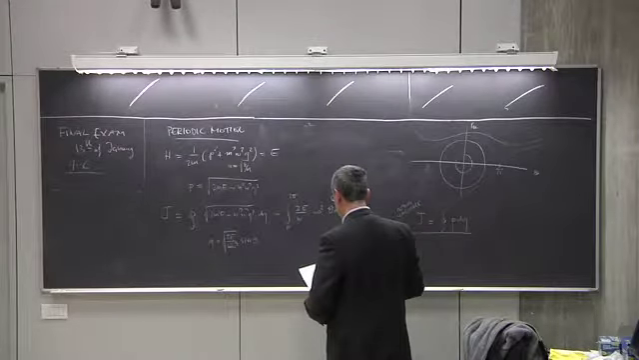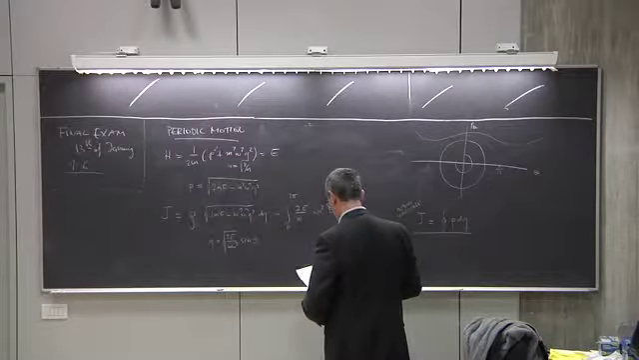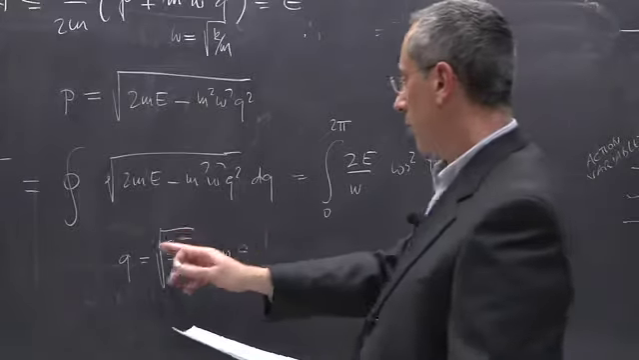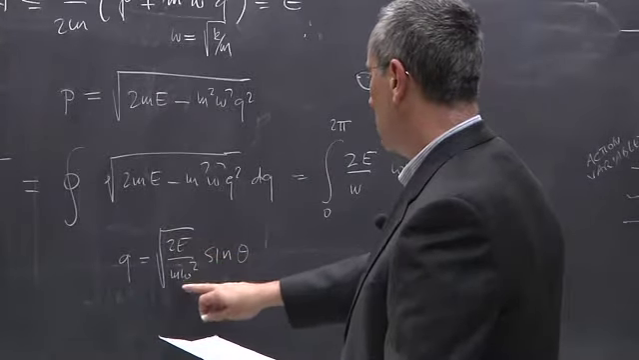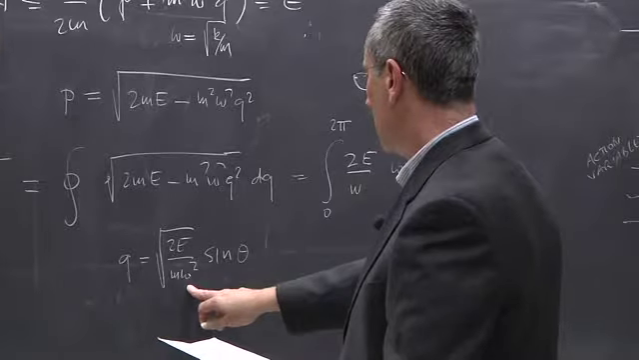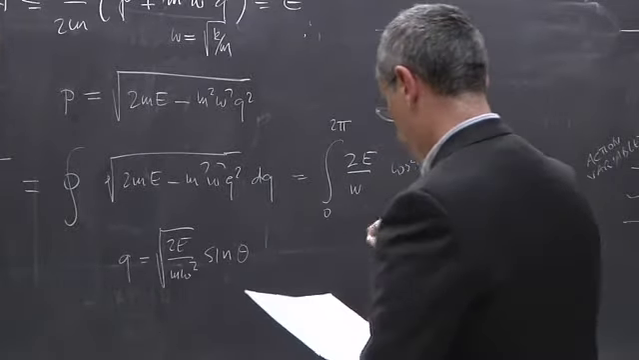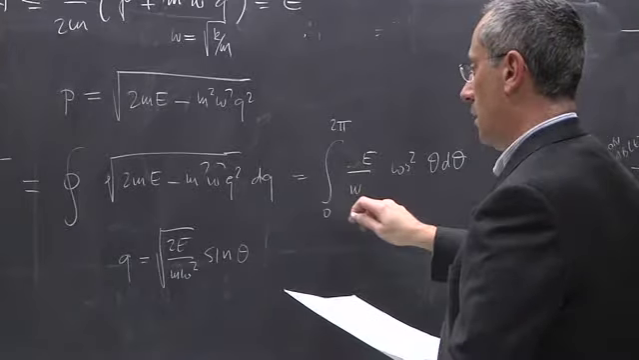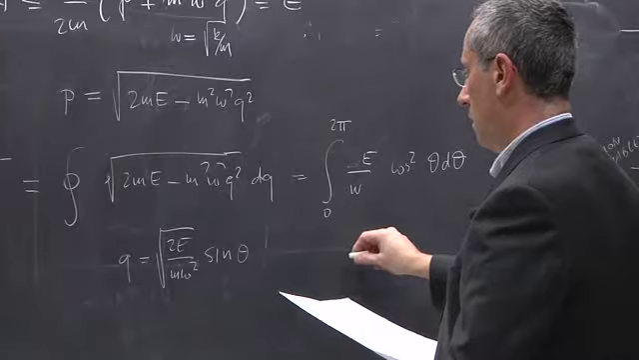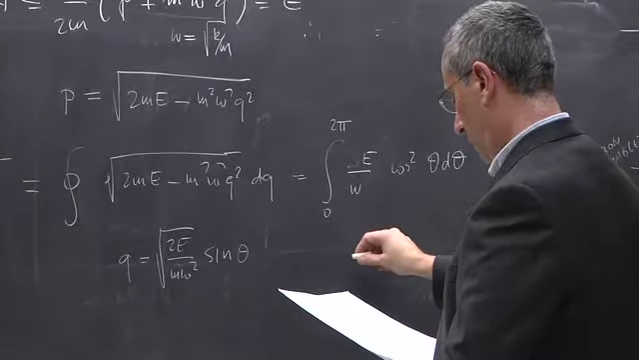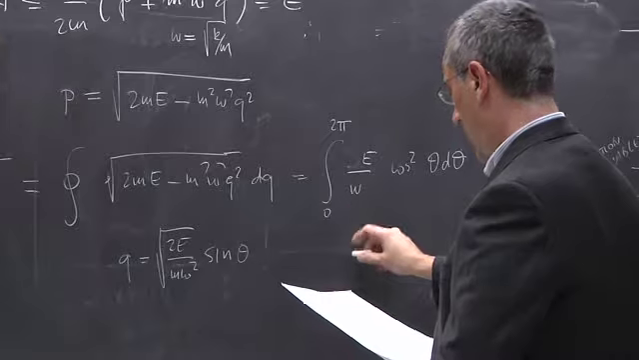Did I do that right or not? So now I'm not sure I did it right. I get 2E over m omega squared. So m. Okay, now I'm stuck.